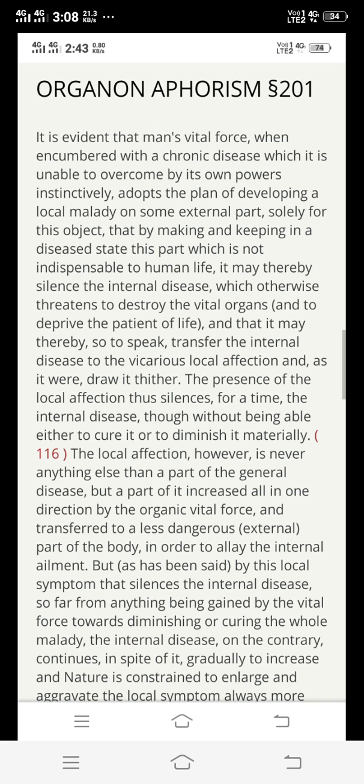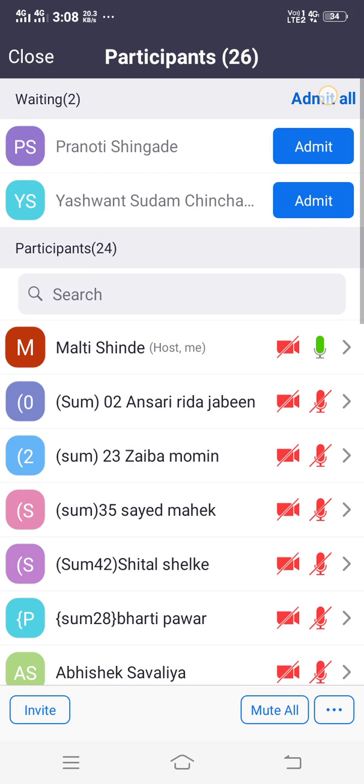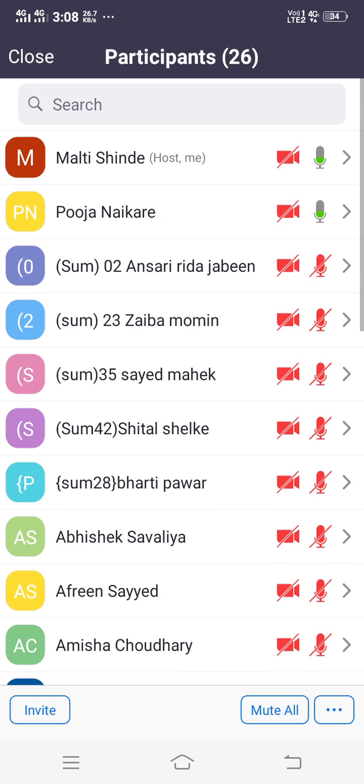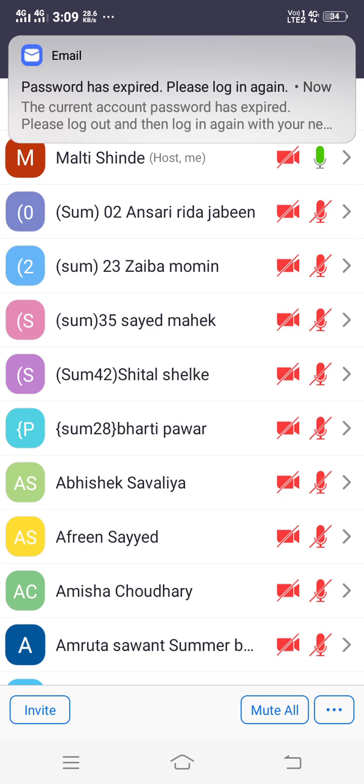So when using the internal homeopathic remedy the local symptoms get eradicated, and this is the proof of homeopathic cure. That is, homeopathic medicines can cure the external complaints and also the internal complaints. So this is regarding aphorism number 200. In this they only explain that homeopathic cure takes place, and homeopathic remedies can cure the external complaints and the internal complaints with the help of internal homeopathic remedies.